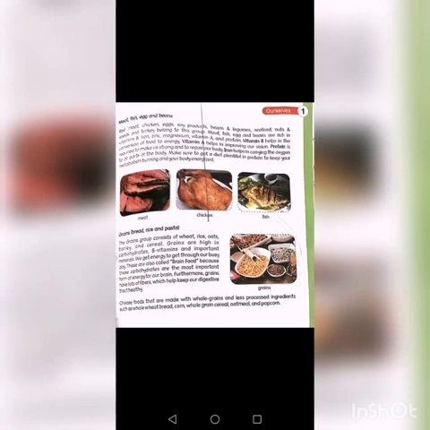Furthermore, grains have lots of fiber which helps keep our digestive tract healthy. So, choose foods that are made with whole grain and less processed ingredients such as whole wheat bread, corn, whole grain cereal, oatmeal, and popcorn.